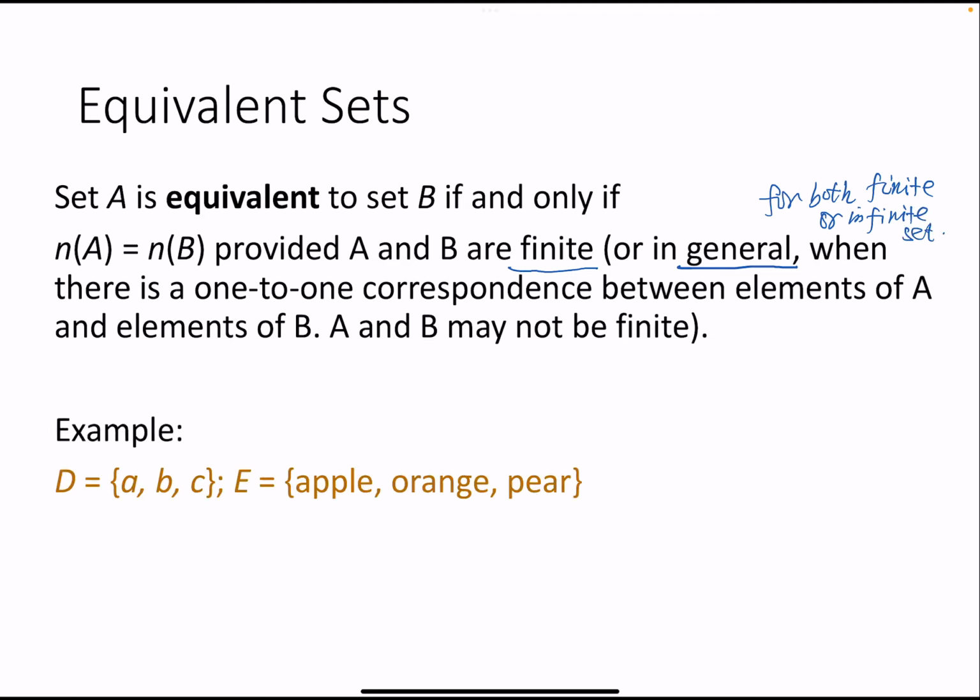Okay. So let's look at a quick example. We talk about sets D and E, which both have 3 elements. Obviously, they are not equal, but they are equivalent. Okay, they are equivalent.